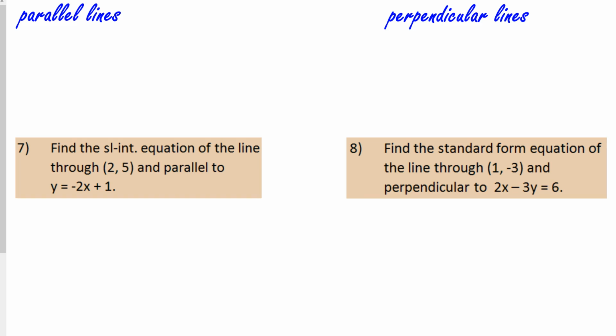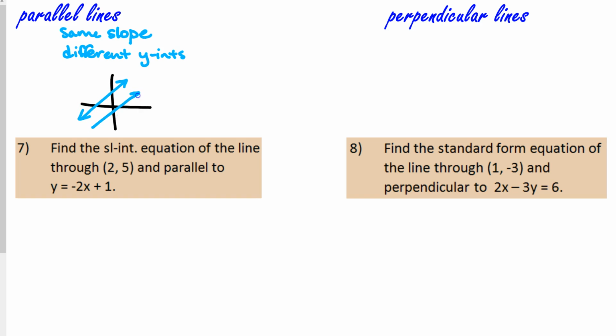Okay, we're getting there. We just have about 4 more to do. Parallel lines and perpendicular lines. So remember that parallel lines have the same slope, and they have to have different y-intercepts. If they have the same slope and the same y-intercept, they would be the same line. So parallel lines could be increasing like this, could be decreasing, they could be both horizontal, both vertical. There's all different kinds of parallel lines, but they have the same slope.